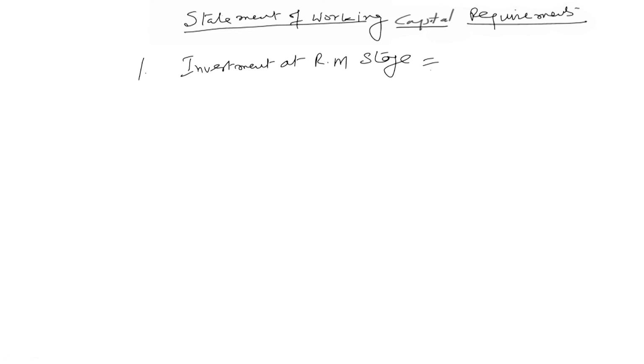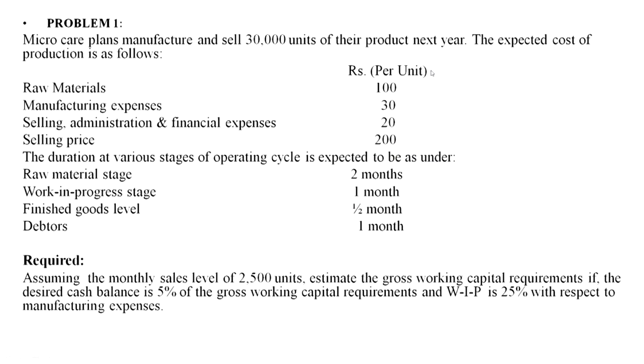Now let us see back. If you see here, raw material is 100 rupees per unit, and how much is going to be the total production? Total production is going to be 30,000 units per year, and it is written here that 2,500 units are expected to be produced uniformly every month. So monthly production is 2,500 units. One unit's raw material requirement is 100. And it's going to be blocked for a period of 2 months. So let us see how much investment is required here.